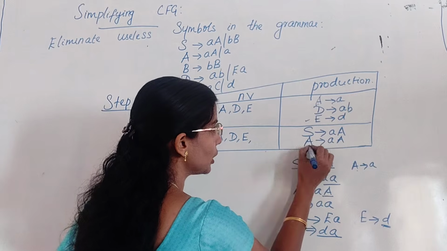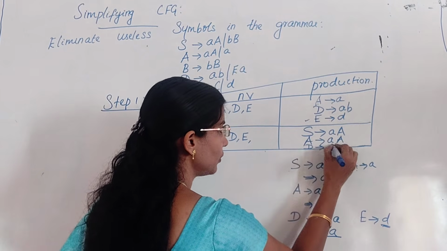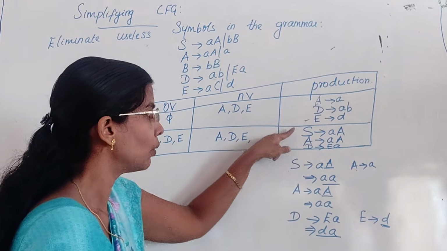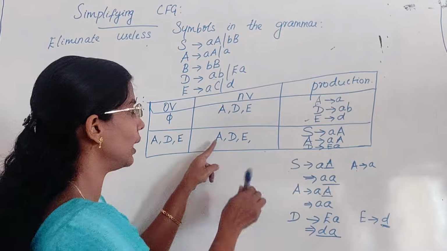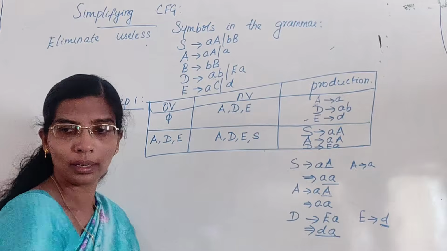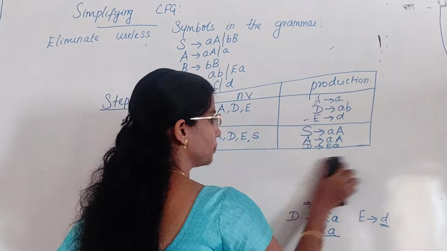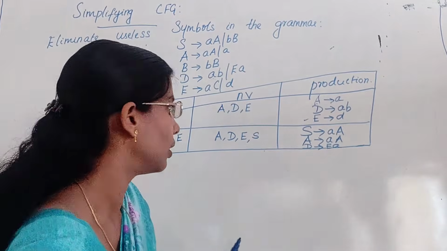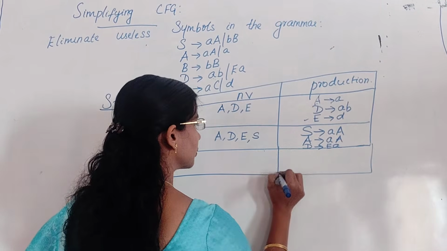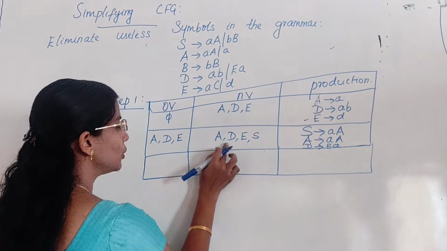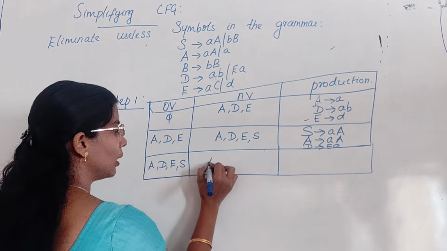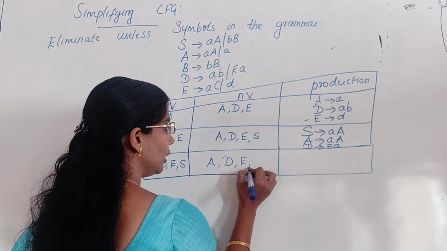I have to write this production here. D tends to A. Now, which is the new variable I got? A is there, D is there, E is there. I got a new variable, yes. Now copy this new variable to old variable. A, D, E, yes.